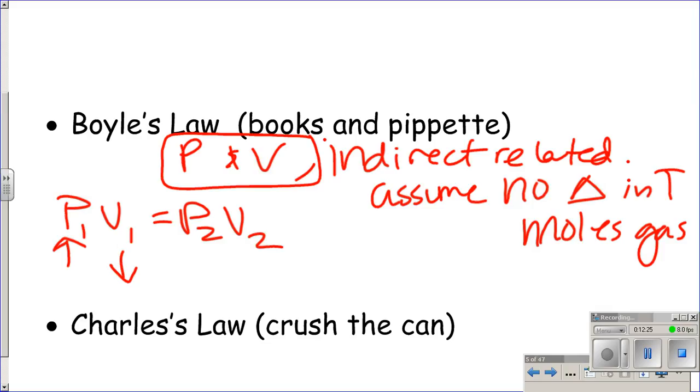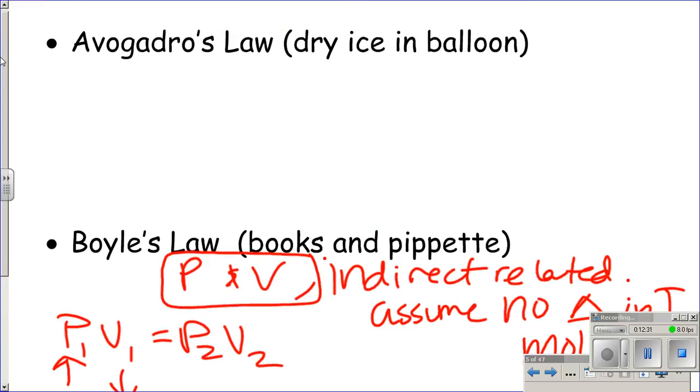Okay, so I'm going to go back up to the top and do Avogadro's. I did this in ABC order. So Avogadro's law deals with, I didn't do this when I ran out of dry ice, so if I had a balloon and put dry ice in there, what would happen? Expand. Right, so I'm increasing the number of what in the balloon? Moles of gas. And when you expand, what variable is changing? Volume is changing, right? So this includes both moles of gas and volume.